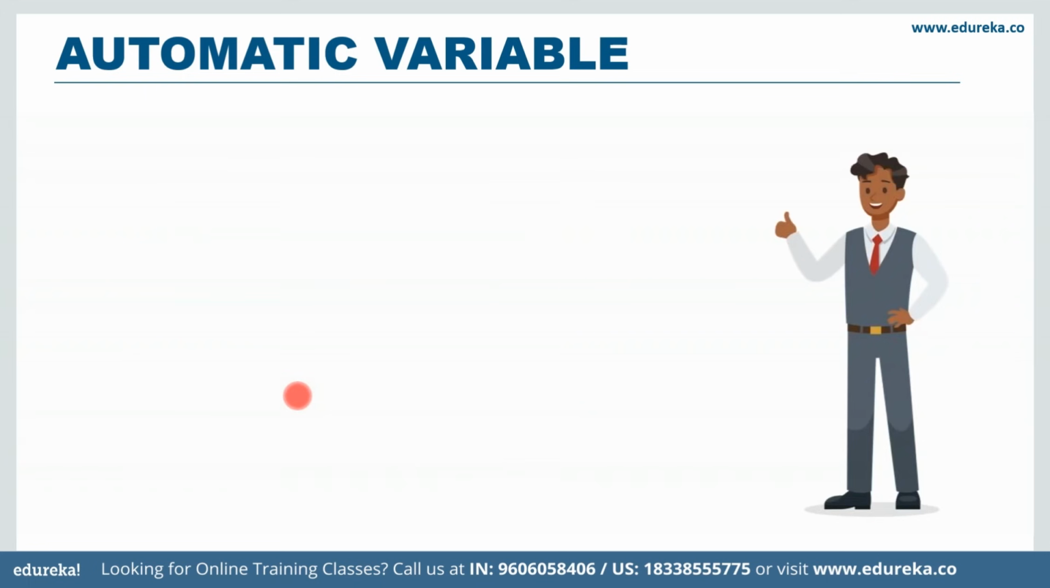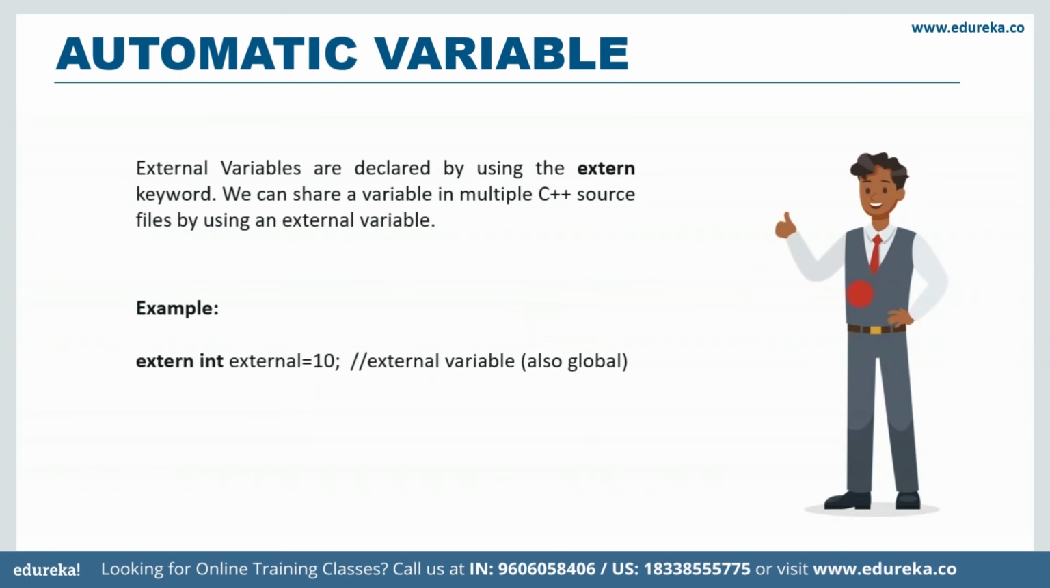Followed by that, we have the external variable. External variables are declared by using the keyword extern. We can share a variable in multiple C++ source files by using the external variable. For example, I have declared a variable by the name external, which is of integer data type, and I've stored 10 inside that variable. And we need to concentrate that I have declared this particular variable using the keyword extern, which makes this an external variable. An external variable is also called a global variable.